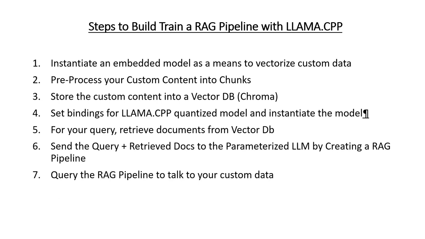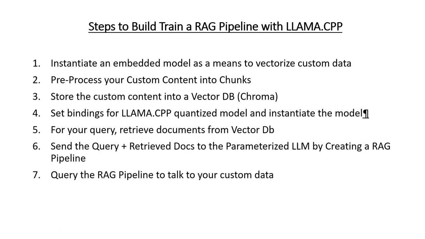The first thing that you need to do is to instantiate an embedding model as a means to vectorize your custom data. What does this mean? You have your custom data that's sitting somewhere. It might be on your hard drive, it might be a website, it could be Wikipedia, it could be whatever. It's your custom content, and you think that data doesn't exist in your large language model. So you need to take this data and vectorize it.